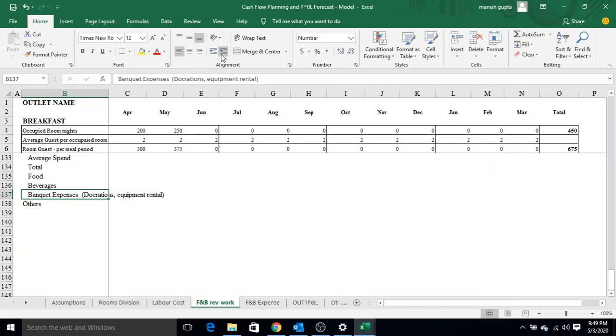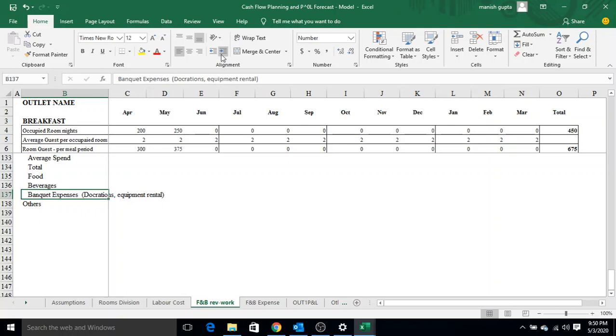Again, the breakdown will help you to estimate food cost properly, beverage cost properly, and also the banquet expenses, decoration, equipment rental you need to hire, entertainment expenses you may need to do. Those will help you to understand them in a proper manner. And it will further enable an assessment in the future.